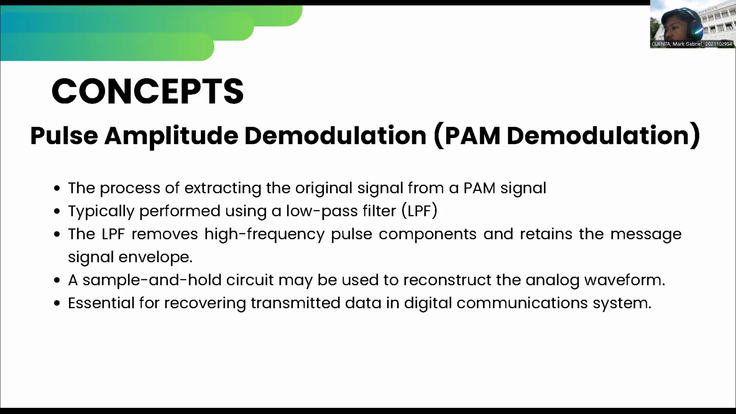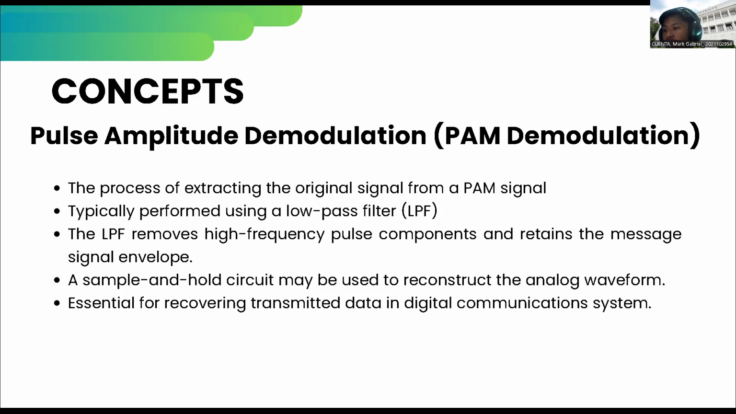Another technique is matched filtering, where the incoming signal is compared against a known reference pulse shape to maximize the signal-to-noise ratio and improve detection accuracy. Sample and threshold detection is also employed, which involves sampling the signal at the symbol rate and comparing each sample to predefined threshold values to reconstruct the transmitted levels.